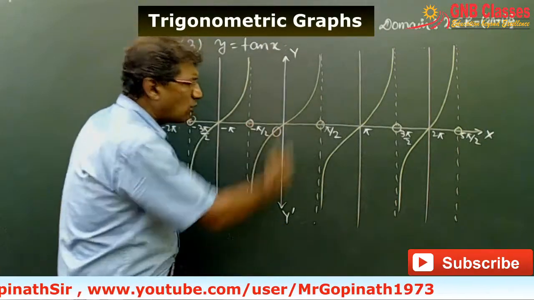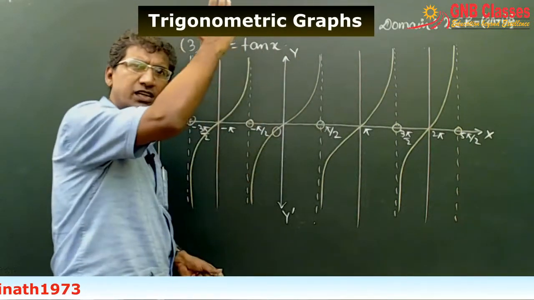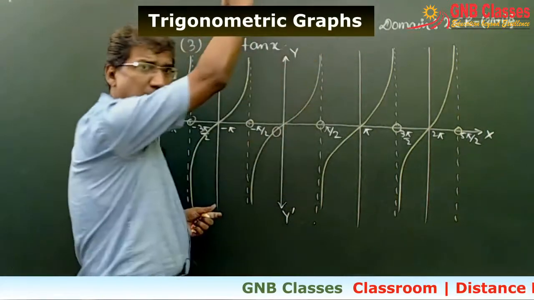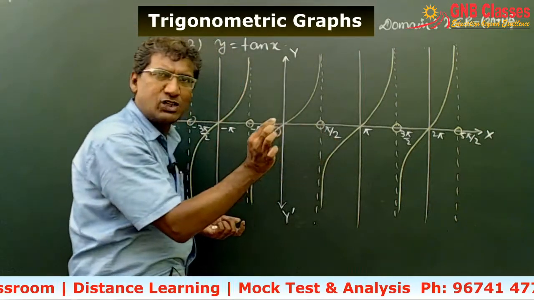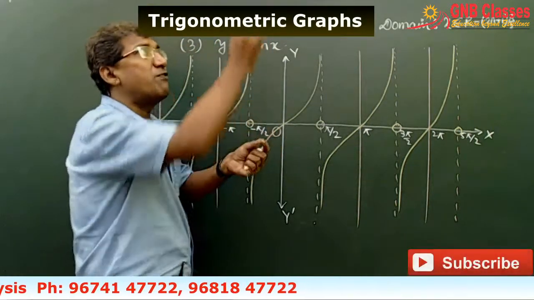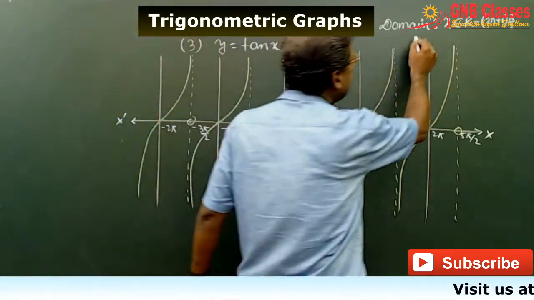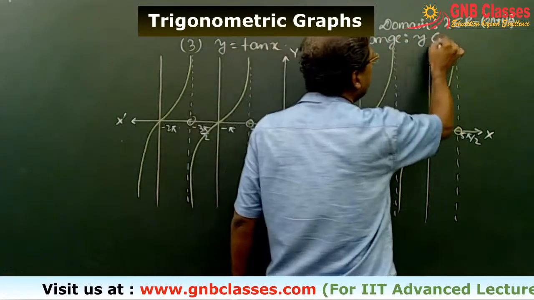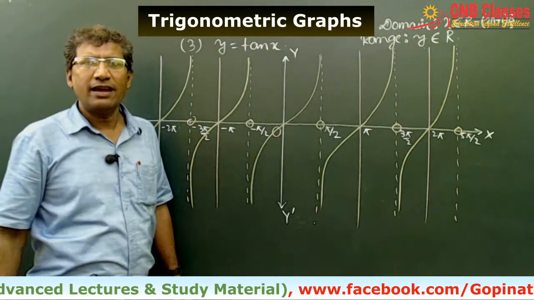But tell me, what about the range? That is, what are the values of y in which the function y equals tan x will lie? It is from minus infinity to positive infinity, because if you choose a point very close to pi by 2 and draw a perpendicular there, it will definitely touch the curve somewhere. So your y is lying between minus infinity and plus infinity, which is your range. That is, y can take any real value.